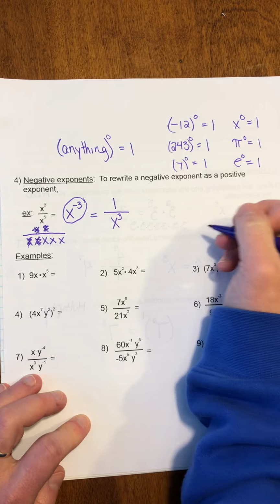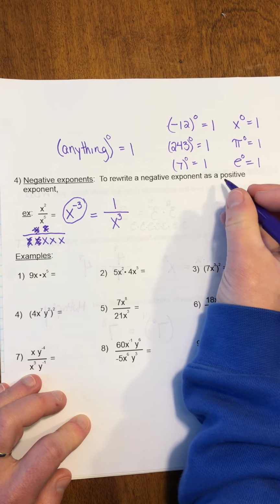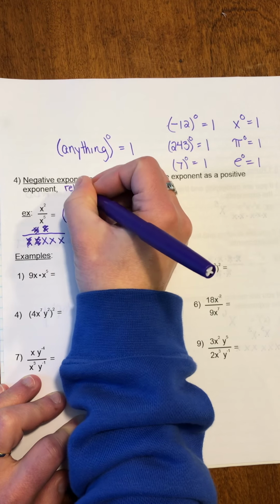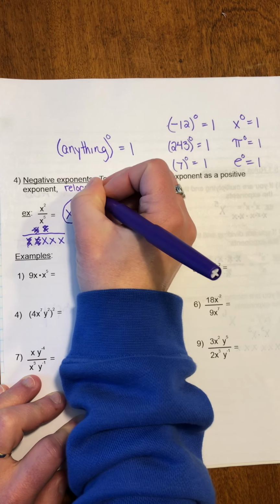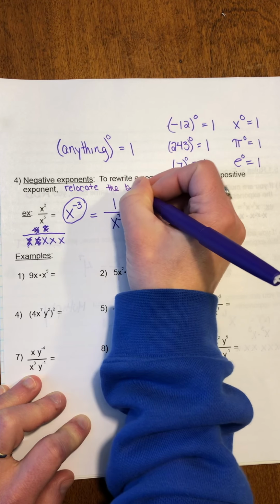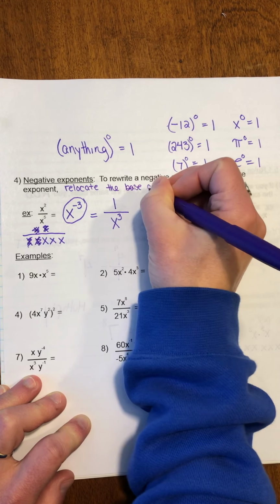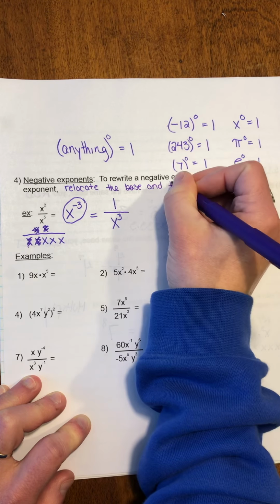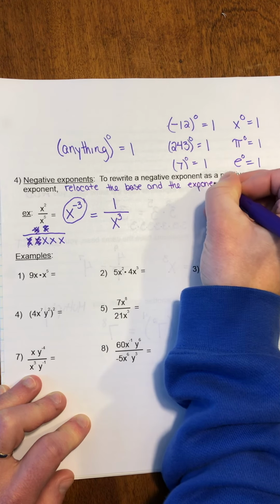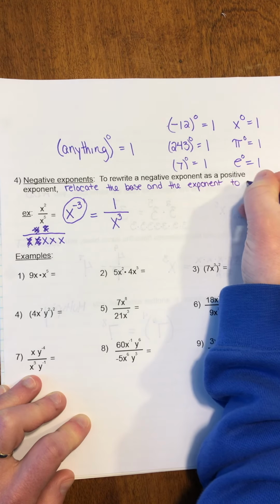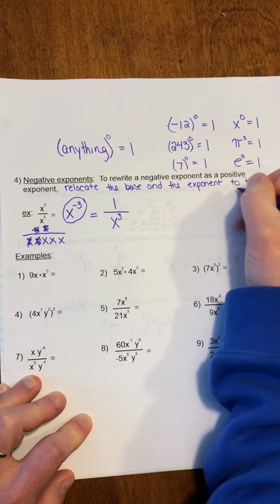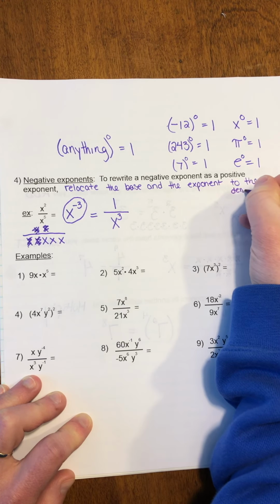Okay, so to rewrite a negative exponent as a positive exponent, relocate the base and the exponent to the denominator.